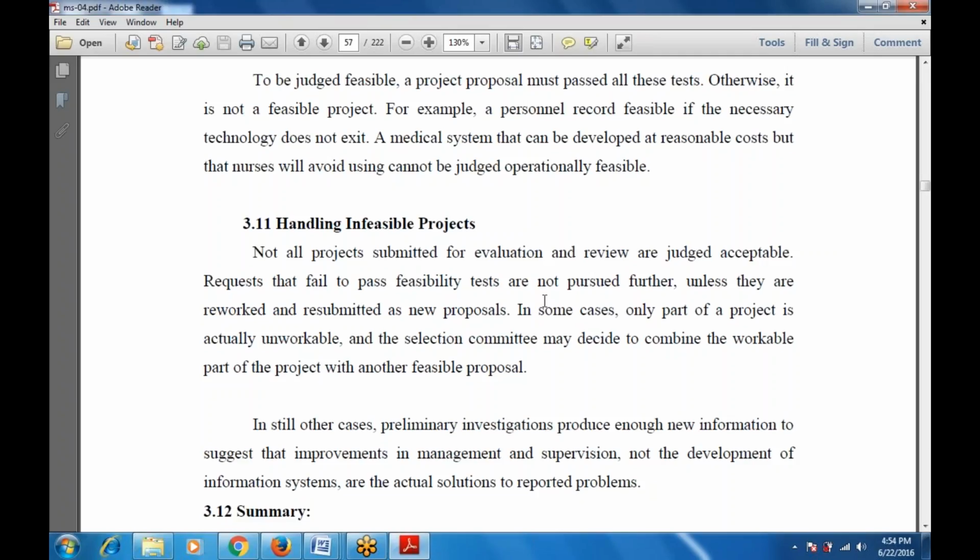And in still other cases, the investigation produces enough new information to suggest improvements in management and supervision. So whatever improvement is identified will be made in the management and the supervision, not in the development of an information system or the actual solution of the reported problem. So when we talk about the investigation, or gathering the requirements, there must be enough new information to suggest improvements in management and supervision, rather than development of an information system, as the actual solution to the reported problems.